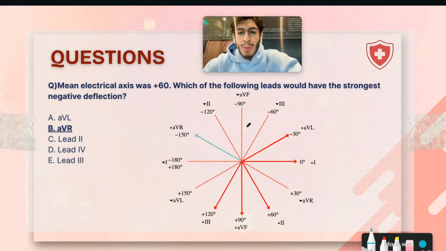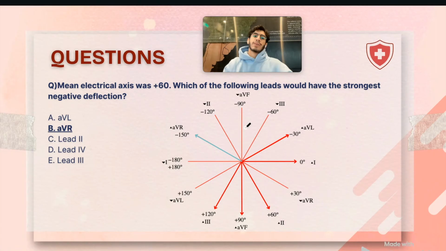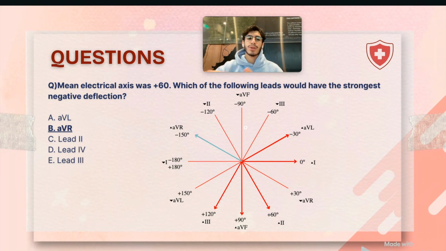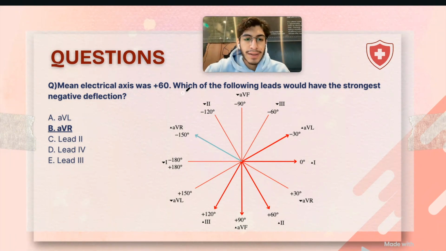All right, which of the following leads would have the strongest negative deflection? A negative deflection basically means which lead is most negative. So it's asking which lead would be most negative if the mean electrical axis was positive 60. Here the answer would be AVR. Why?